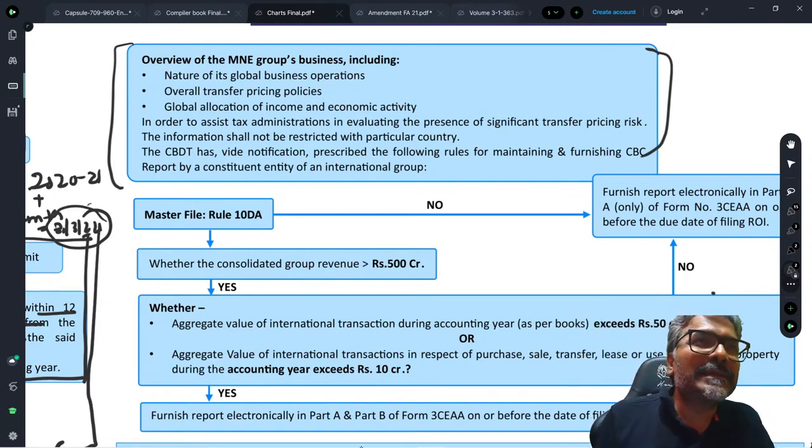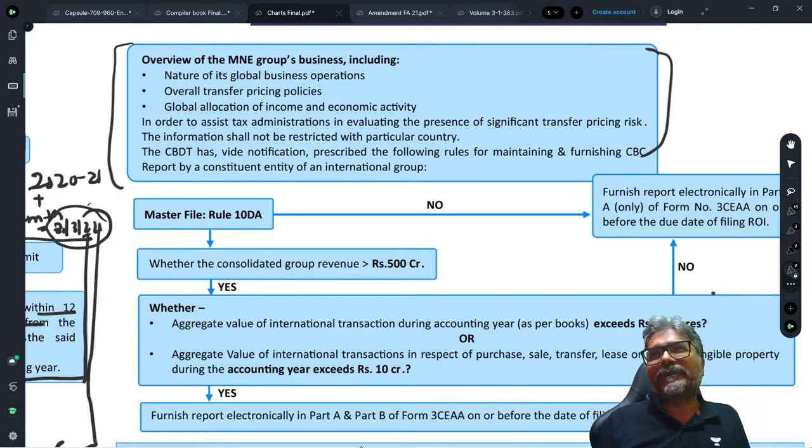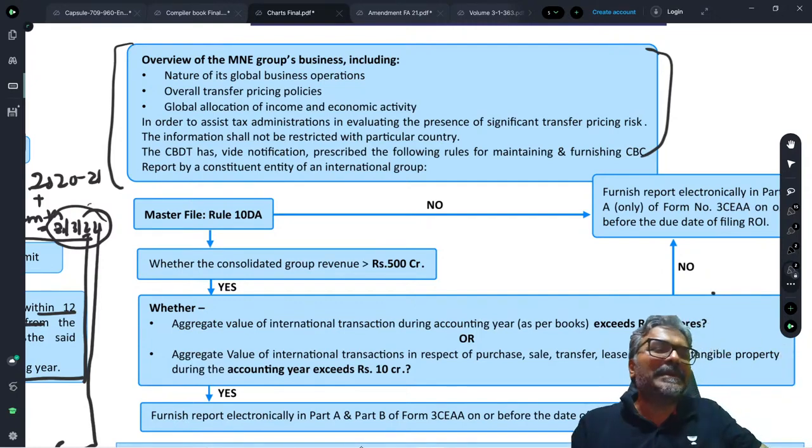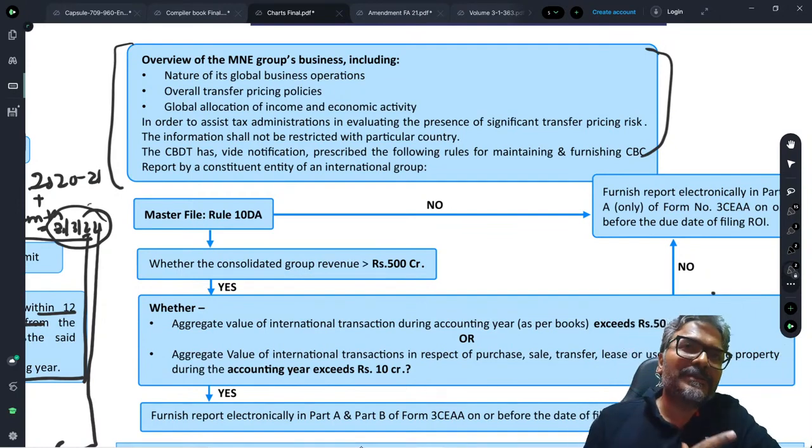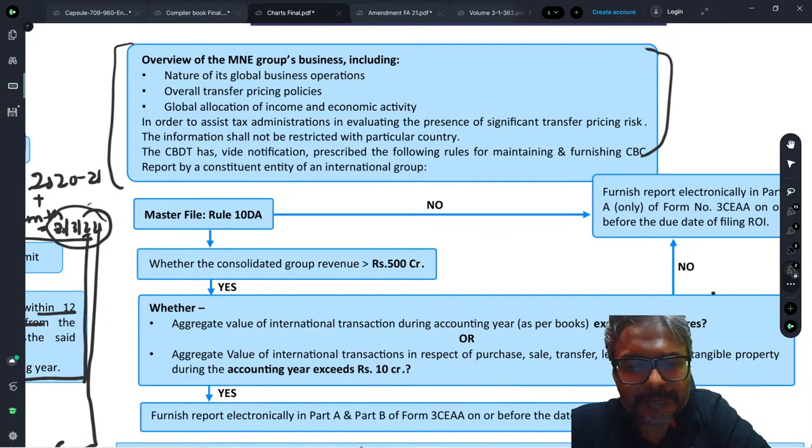Now, friends, coming to this particular part, friends, the master file. See, this master file, friends, you have to be very careful, all of you. Let's compare the master file and the CBCR in a general way, students.